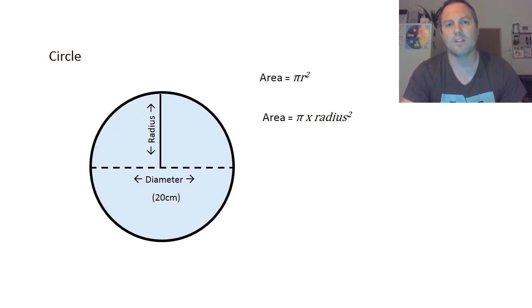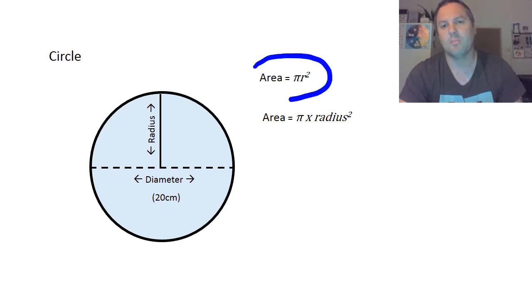Okay, next shape is a circle. Now a circle is quite easy. In this case we're looking at area, so you need to make sure you use the right rule for this one. The area of a circle is pi times r squared. So that looks like this one here. Pi times radius squared.